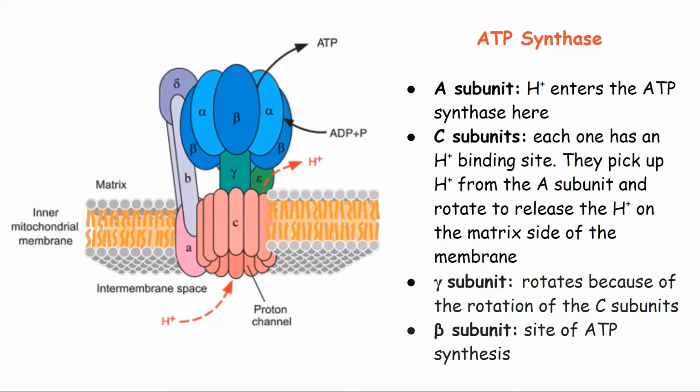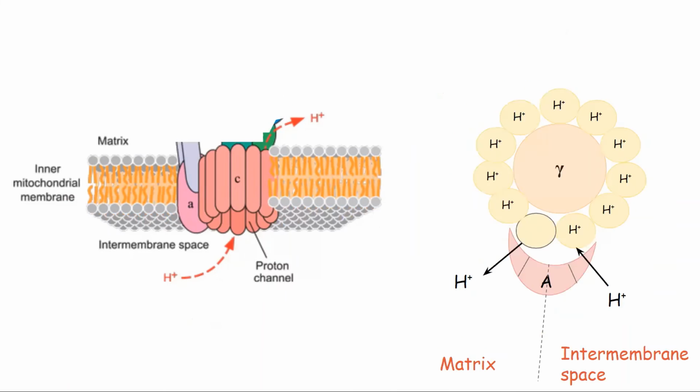The gamma subunit rotates due to the rotation of the C subunits. And then finally, beta subunits are where ATP is actually synthesized. So first we'll look at the C subunits, which are these little yellow dots, and the orange dot is the gamma subunit. So if we look at this A subunit, we can see that the hydrogens come in on the intermembrane space side, and exit on the matrix side.